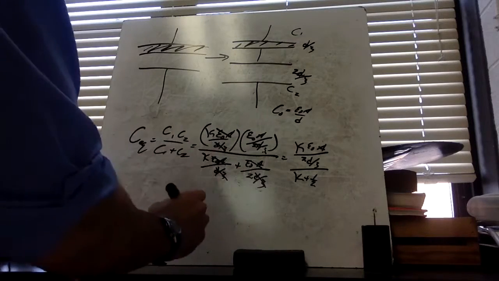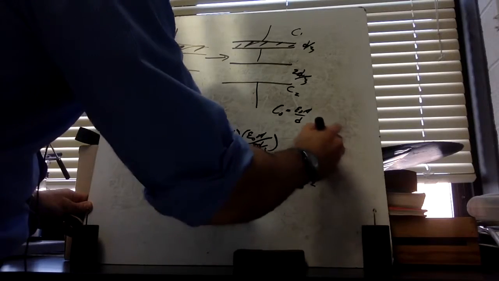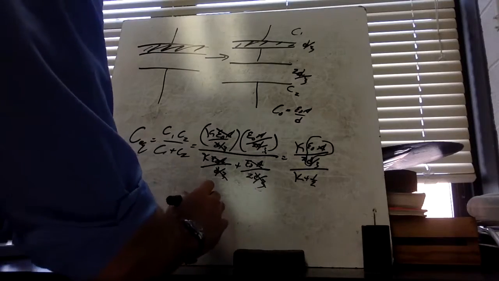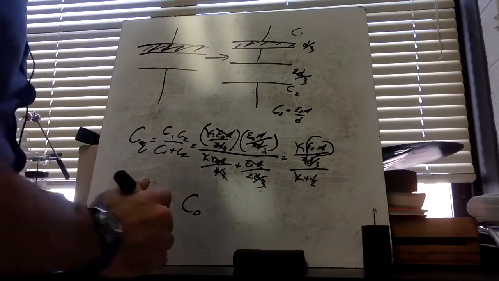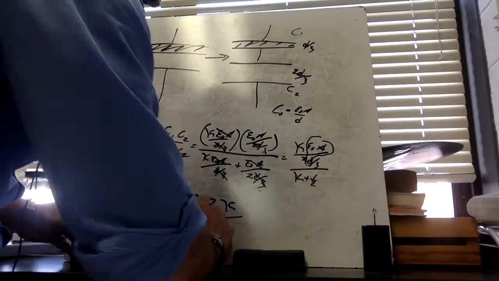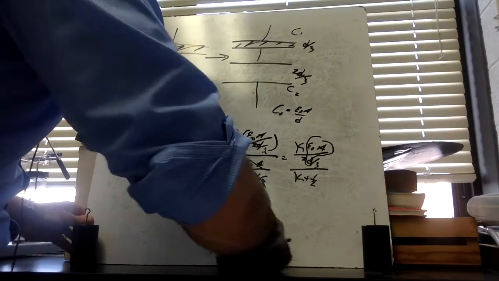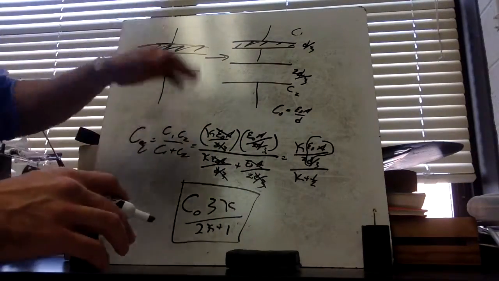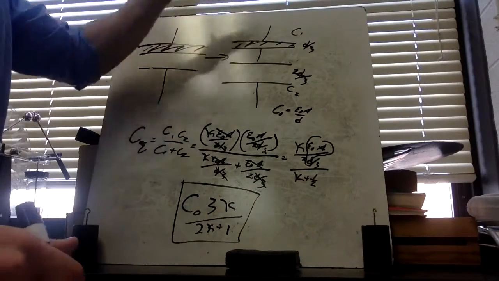Anyway, continue to simplify, and what we end up with when we take out this ends up becoming C0 times 3 kappa over 2 kappa plus 1. Okay, but all the algebra aside, the main thing is that we take this and we treat it like two capacitors that are in series.